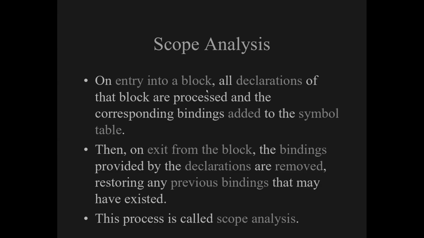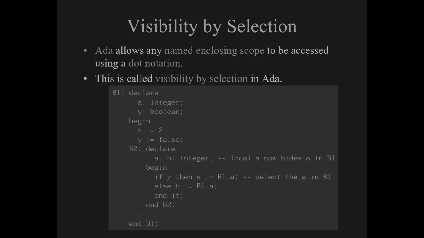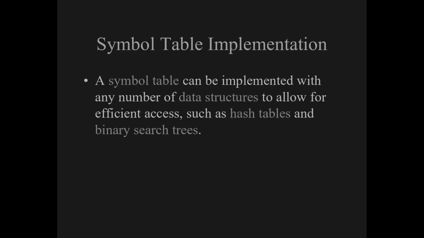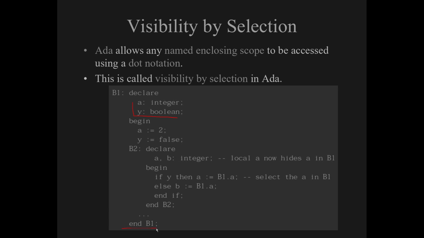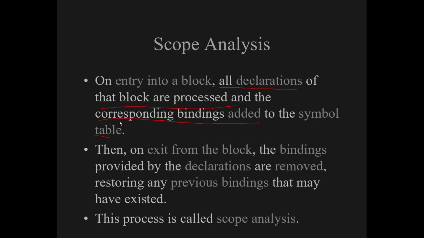Now, on entry into a block, all declarations of that block are processed and the corresponding bindings are added to the symbol table. What's being done here is that you're assuming that all of the declarations are done at the start of the block, as is done in Ada, and then you go through all of those declarations at once and add them to the symbol table. Once you reach the end of the block, you're going to remove all those declarations, so A and Y. This process is called scope analysis.